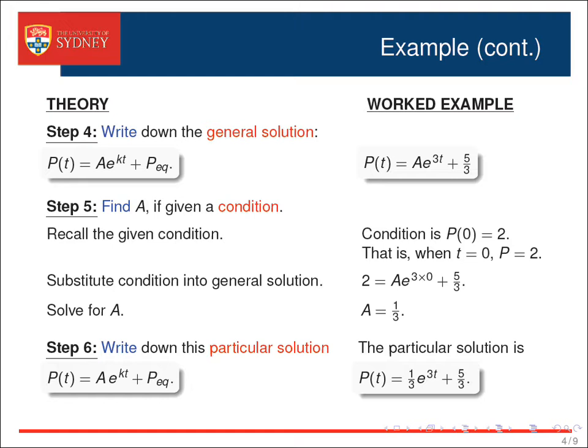To summarize, we have found a particular function p, which is a function of t, that satisfies the differential equation 2 times dp dt minus 6p plus 10 is equal to 0, and the extra condition that p at 0 is equal to 2. Graphically, we have found a particular exponential curve that goes through the point 0, 2.